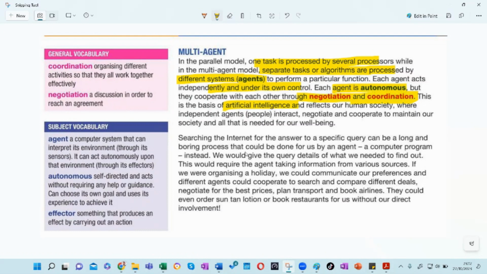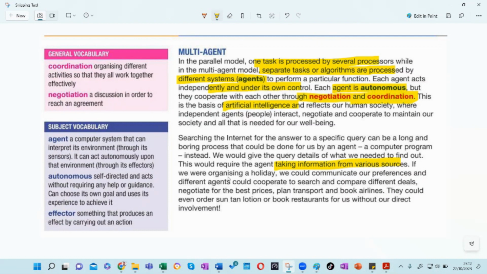Okay. Searching the internet for the answer for a specific query can be a long and boring process that could be done for us by an agent. A computer program instead would be given the query details of what we need to find out. This would require the agent taking information from various sources. For example, a search engine, right? So the Google search engine uses AI, and imagine the number of results it produces within a fraction of a second, bringing all this information into one place.